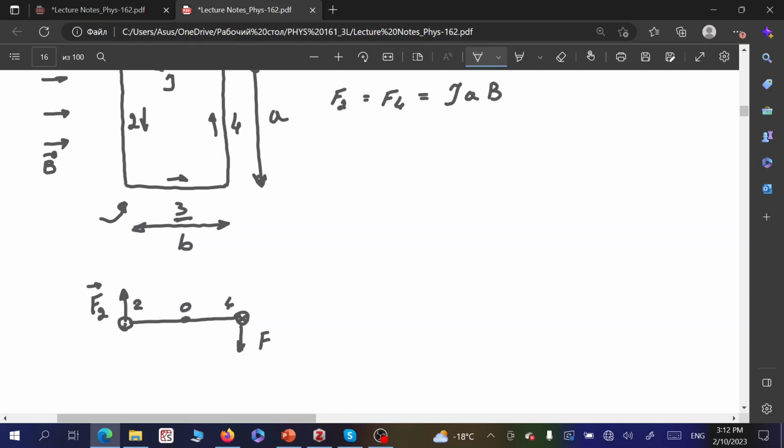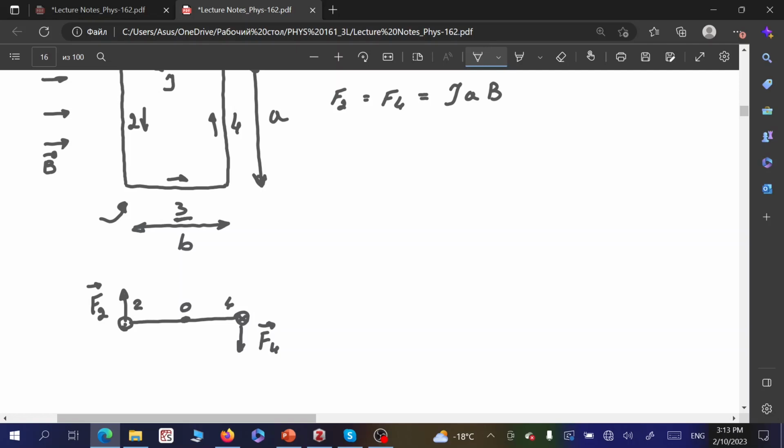This will be F4 vector. Okay, so we have vectors, and now we want to determine what will be the torque which these forces exert on the current loop with respect to this point, central point O. You see that obviously they are in a line in that way that they tend to rotate the current loop about this axis which goes through point O.